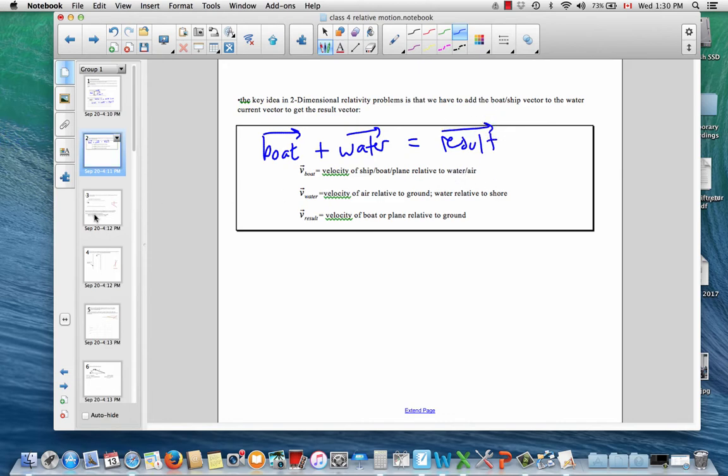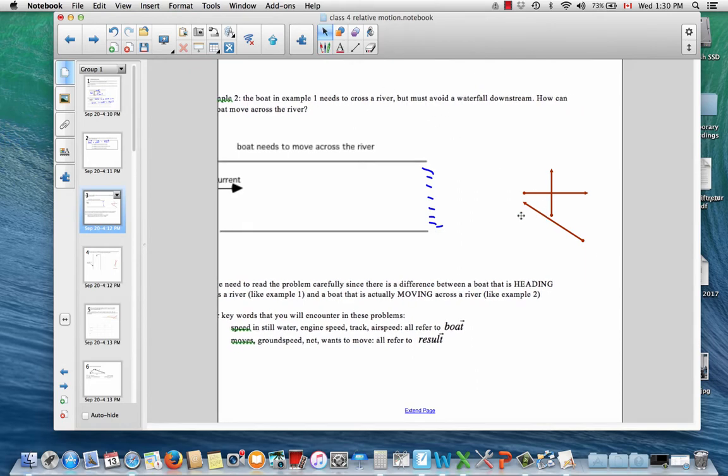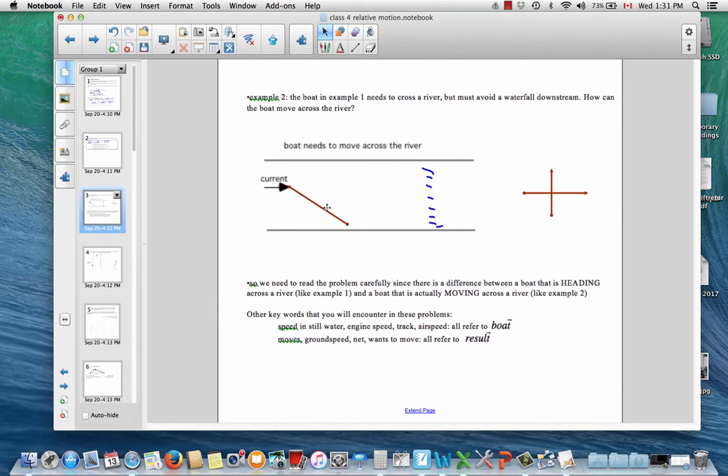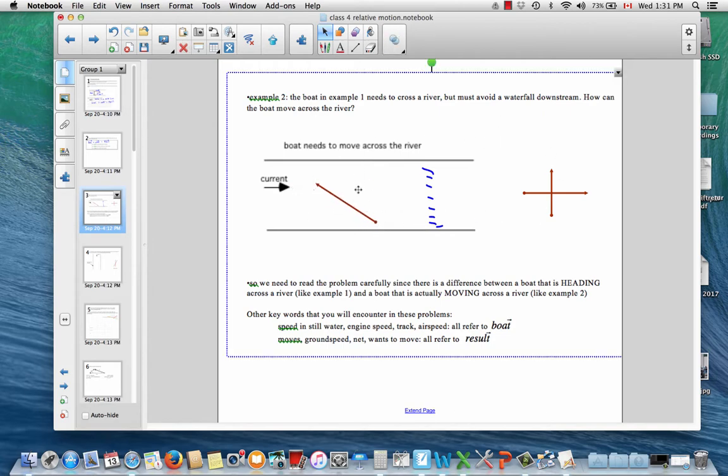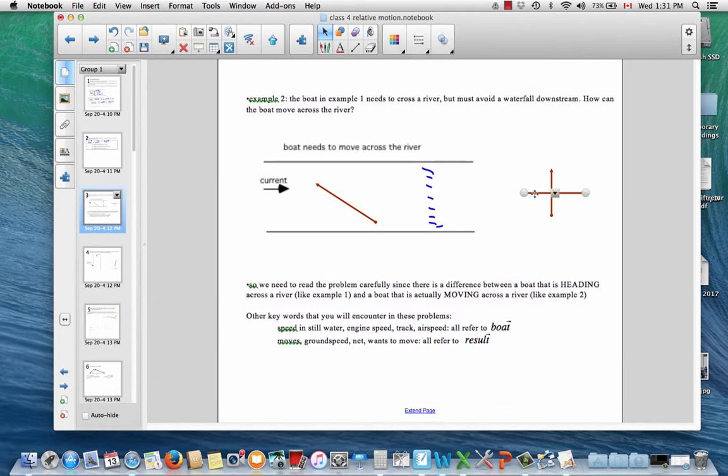Let's look at a couple of examples. So let's imagine that your boat needs to move across the river. Let's say like there's a waterfall or some big rocks there. Now we saw that if you head straight across the river, if you point your boat this way, then you're going to get swept downstream. So if you wish to avoid being swept downstream, then your boat actually needs to point a little bit upstream. And if you get the correct upstream angle, then your resulting motion will be the sum of the boat vector and the water vector.